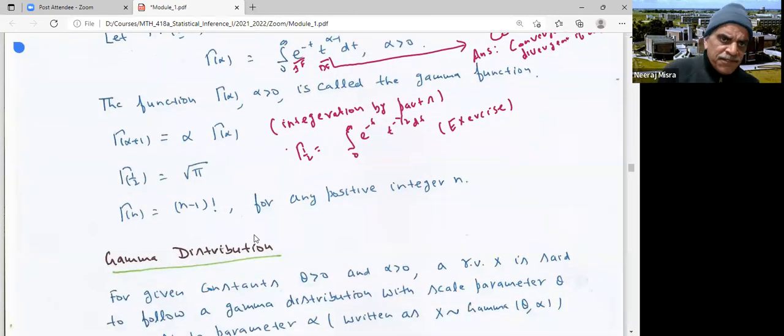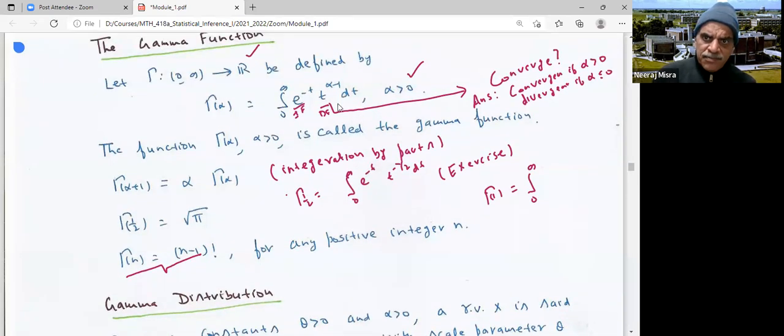Now, one thing to note is, if alpha was an integer, then gamma of n would be n minus 1 times gamma of n minus 1. If you keep on doing that, what you observe is gamma n is factorial of n minus 1, because you can keep on doing it, and finally the thing which you get is gamma 1. And what is gamma 1? Gamma 1 by definition is nothing but the integral from 0 to infinity of e to the power minus t, t to the power 1 minus 1, which is t to the power 0, which is 1, so e to the power minus t dt, which is 1.